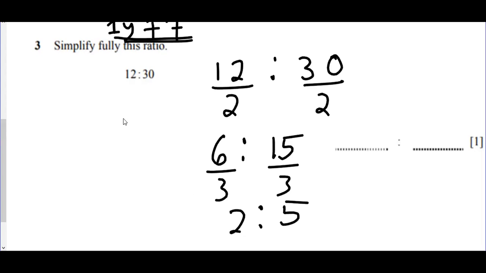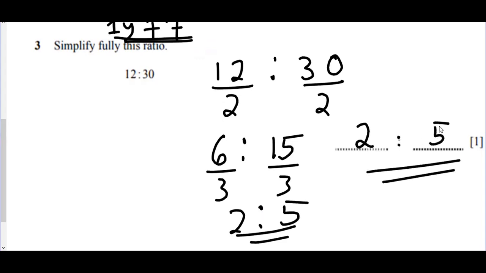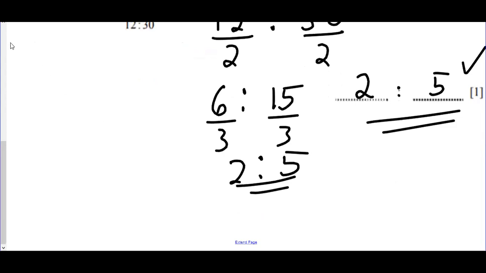So the answer is 2 ratio 5. Now, where do we write this answer? Go ahead and write the answer over here. This is 2, and there are 2 dots to mean ratio, and write 5 there. All right. And then once you do it like this, you get your 1 mark there. Bam. All right.